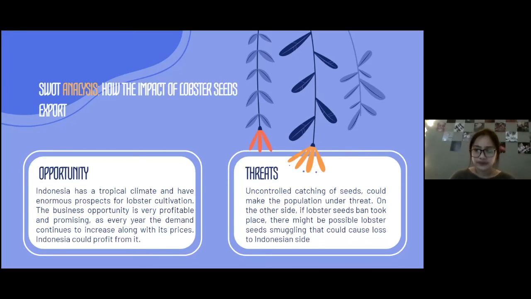Also, on the other side, when the export ban of lobster took place, it could also increase smuggling activities in Indonesia. It could cost the country trillions. In the 2014 to 2019 period, the illegal lobster seed smuggling business is estimated to have cost Indonesia trillions of rupiah in losses.